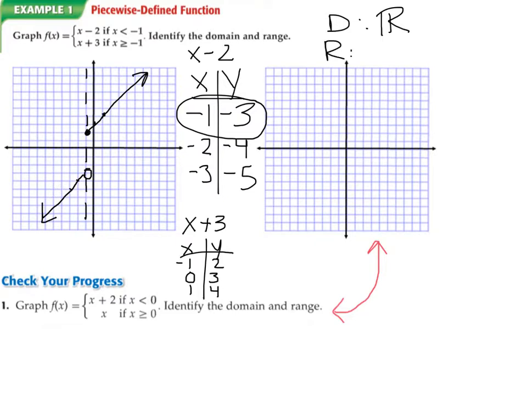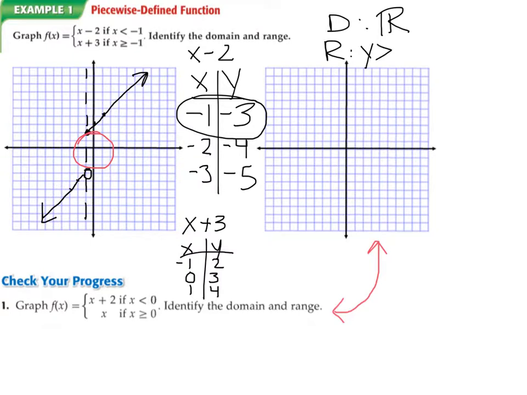When we talk about the range, remember we're talking about the y values. Now we know that it does go up forever, so it's taking care of all of these y values up here. We also know that it goes down forever, so it's taking care of all of these y values down here. However, you can see there's this gap in between that isn't taken care of, and we have to denote that.